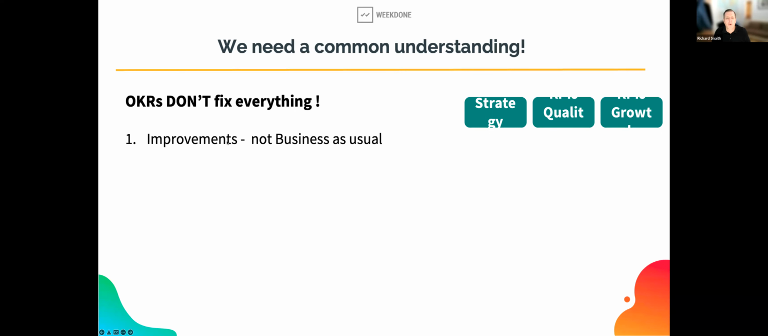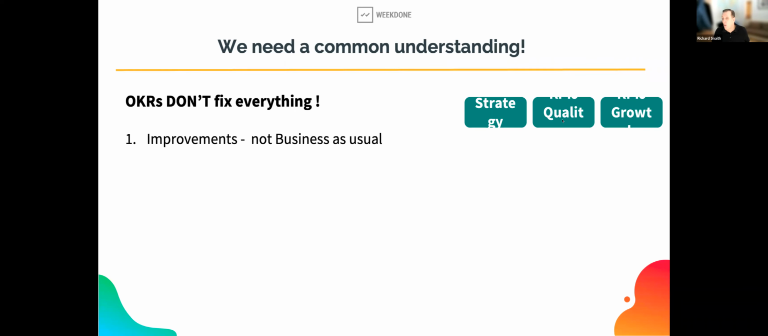OKRs are really about improvements. They're not about business as usual. And one of the problems is often people try to jumble everything together. OKRs often come out of strategy. If we've got a strategy that's driving us in a certain direction, we'll set OKRs to make the changes and improvements in the business to move towards that strategy. I quite like the sailing analogy. The strategy is obviously a direction, and the OKRs are the sub-direction of how to get there.